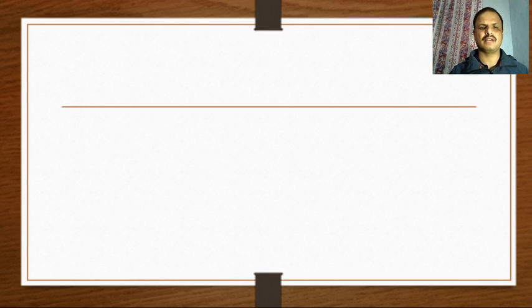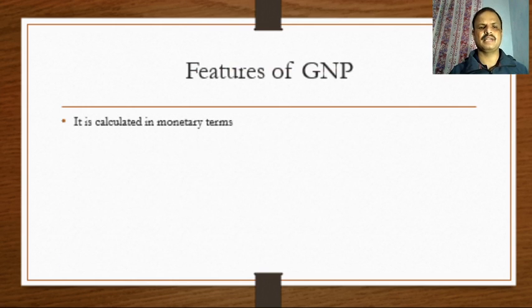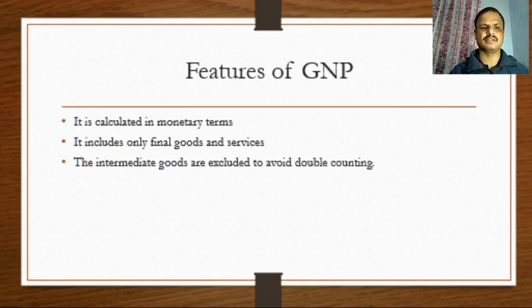So now we talk about the features of GNP. It is calculated in monetary terms. It includes only final goods and services. Intermediate goods are excluded to avoid double counting. Double counting is one of the very problems of national income accounting, so we have to avoid it.